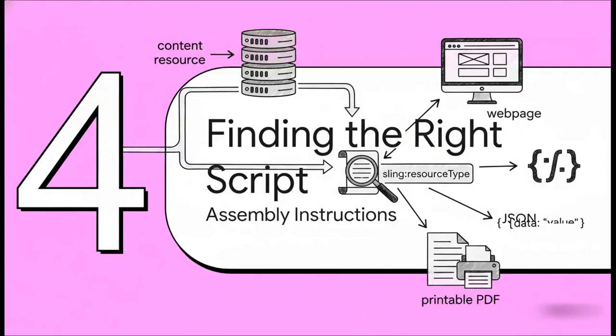All right, so Sling has the package, it's found the content, but right now it's just a box of data. How does it know what to do with it?